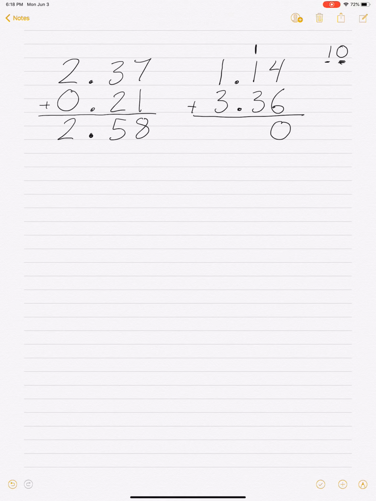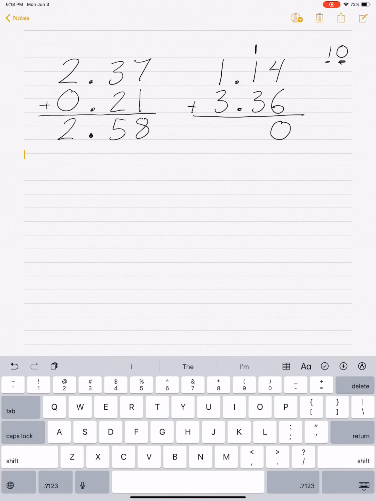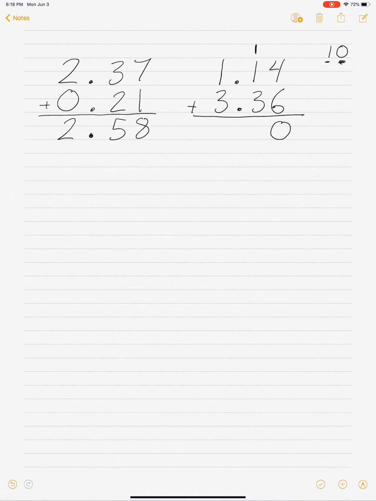So that's our 10. Then we do 1 plus 3 is 4, but don't forget about the 1 we just added. So that would be 5. Then we put our decimal underneath our other two decimals. And finally, 1 plus 3 is 4. So our answer is 4 and 50 hundredths.